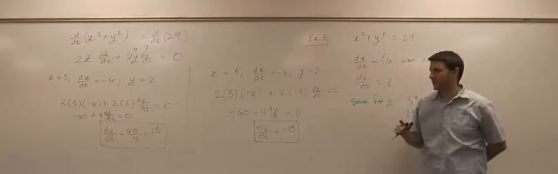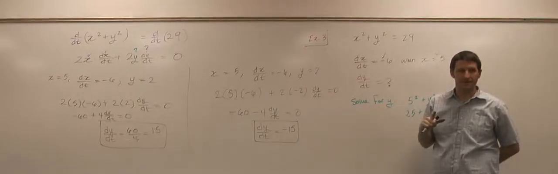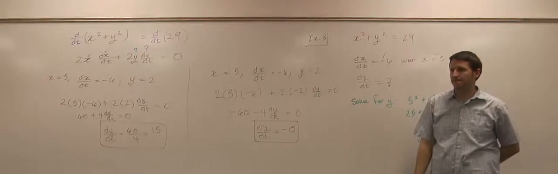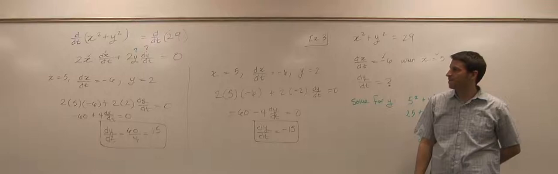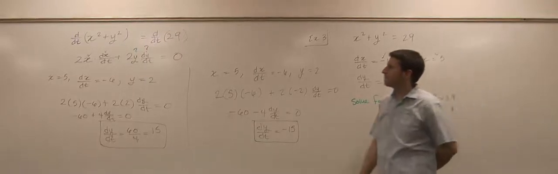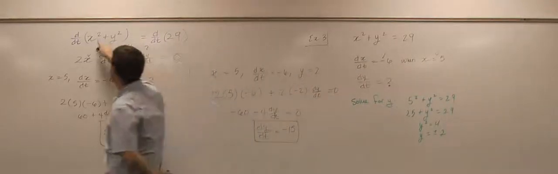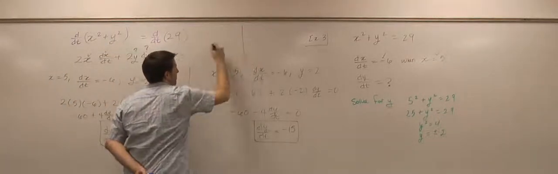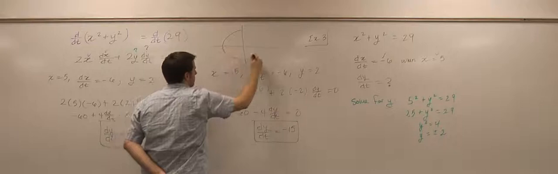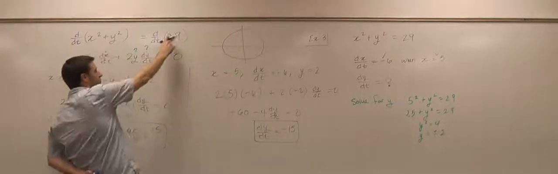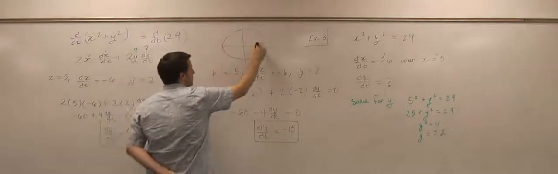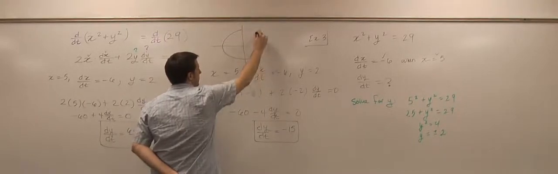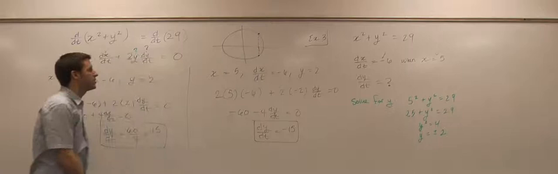Do you know why you're getting 2 answers here? So think about, do you know what this equation looks like in the xy plane? It's a circle, right? Circle of radius root 29, but when x equals 5, you're over here and down here at 2 different y values.